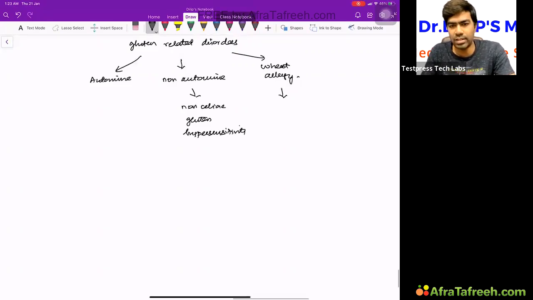As far as wheat allergy is concerned, it's basically a type 1 hypersensitivity reaction. They present like allergy, with wheals, urticaria and all these things. So that is typically called wheat allergy. That is a completely different disease and it's not really celiac disease.